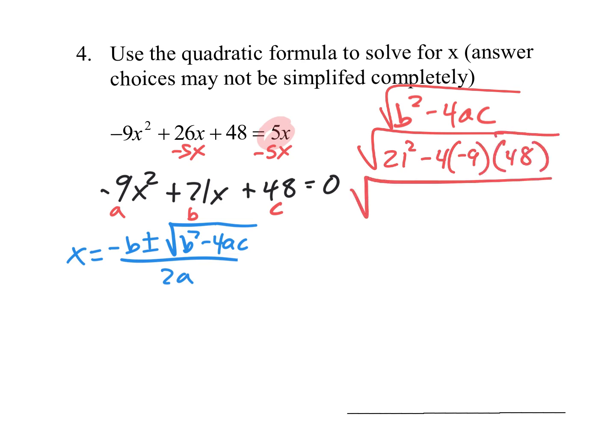All right, 21 squared, what is that? That is 441. And something interesting happens here that I see students make the mistake a lot. See how you have a negative or a minus here times a negative? That means this is going to turn into a plus. So when you multiply these, just know you're going to get a positive amount here. You're going to be adding because you have a negative times a negative. So I don't know what 4 times 9 times 48 is, so I'm going to use my calculator real quick. 4 times 9 times 48 equals 1728.